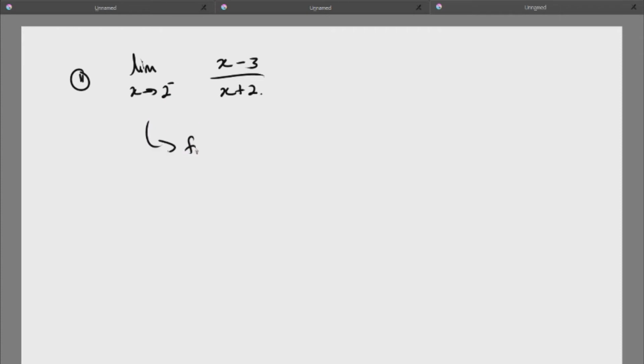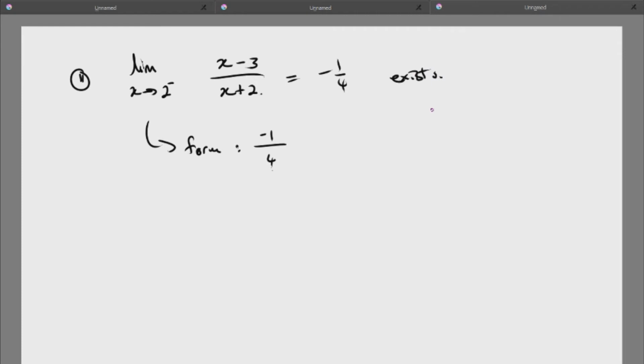What's the form of this limit? What does x minus 3 do when x approaches 2? Minus 1. What does x plus 2 do? x goes to 2, x plus 2 is 4. There's no 0 anywhere in that. The answer is negative 1 over 4. Yeah, negative 1 over 4 exists. No problem at all. The form tells me much more.